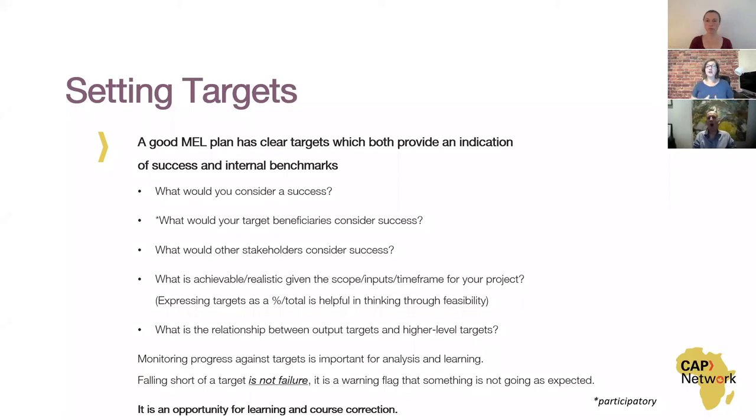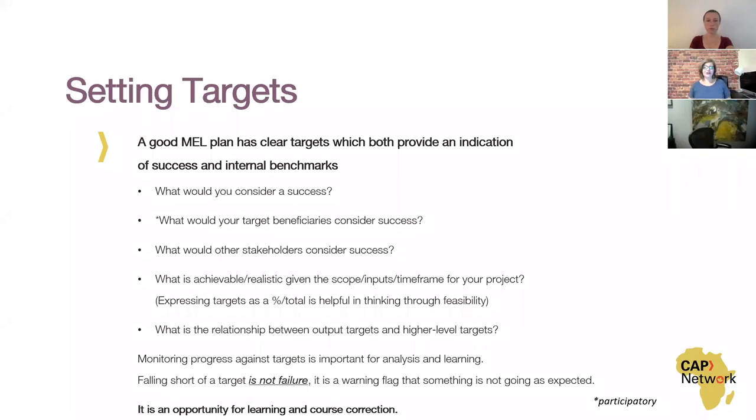So a good question to start from is, what would you consider to be a success? Right? So if you're using the example of training farmers, how many farmers having improved livelihoods would make for a successful project? If you're working with 100 farmers, how many of them should achieve that level of impact for you to feel like, yes, we did a really good job on this?